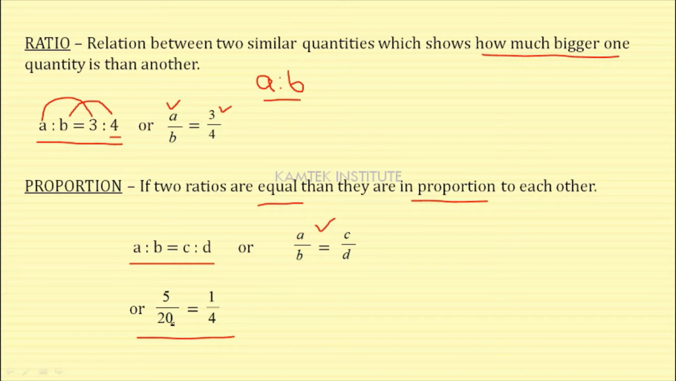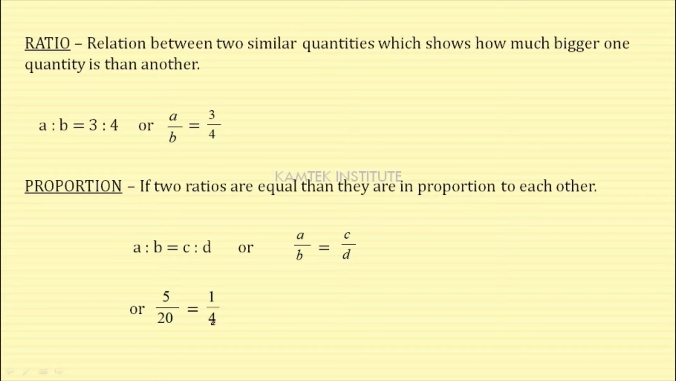And the reason for that is, we know if we divide this ratio 5 upon 20 by 5, both the numerator and denominator, we get 5 ones are 5 and 5 fours are 20. So we see that 5 upon 20 is equal to 1 upon 4. So these two ratios are in proportion to each other. And that is how we do it, right?